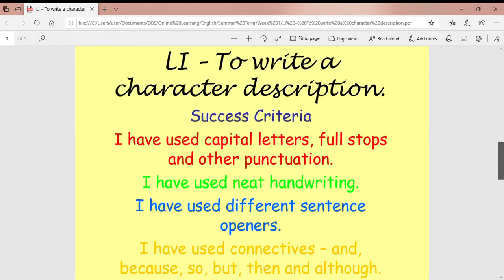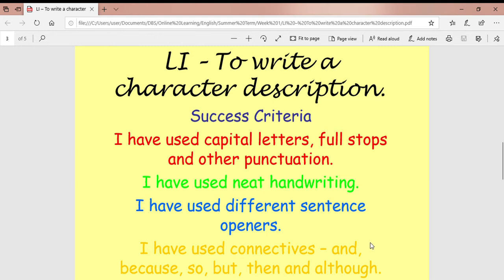So our task for today is to write a character description. So by the end of this task, I would like you to have made sure you've achieved what we call the success criteria. I want you to be using capital letters, full stops and other punctuation. That might be a comma, might be an exclamation mark. I want you to use neat handwriting, and I would like you to use different sentence openers.